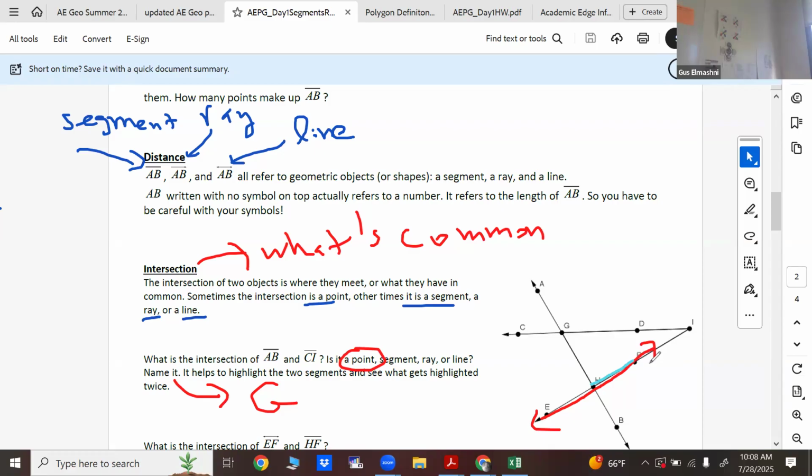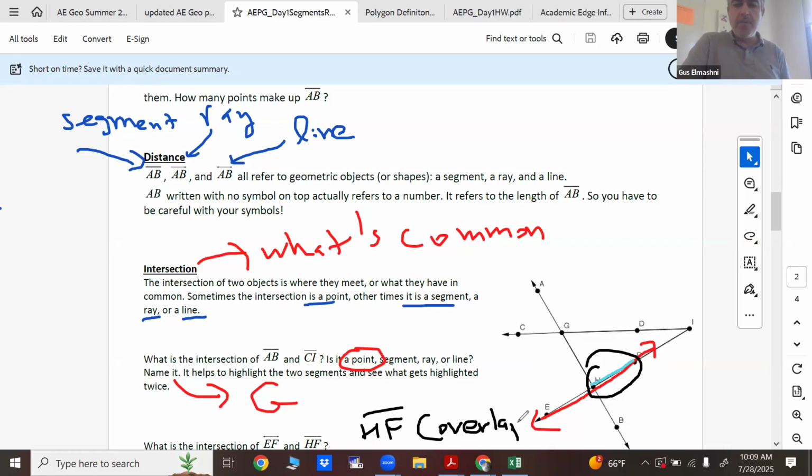There is an overlap. Where's my overlap? HF. So HF itself is the intersection with the EF. It's the same thing, right? So if I just circle it, that's just going to be segment HF. That's because it's an overlap.